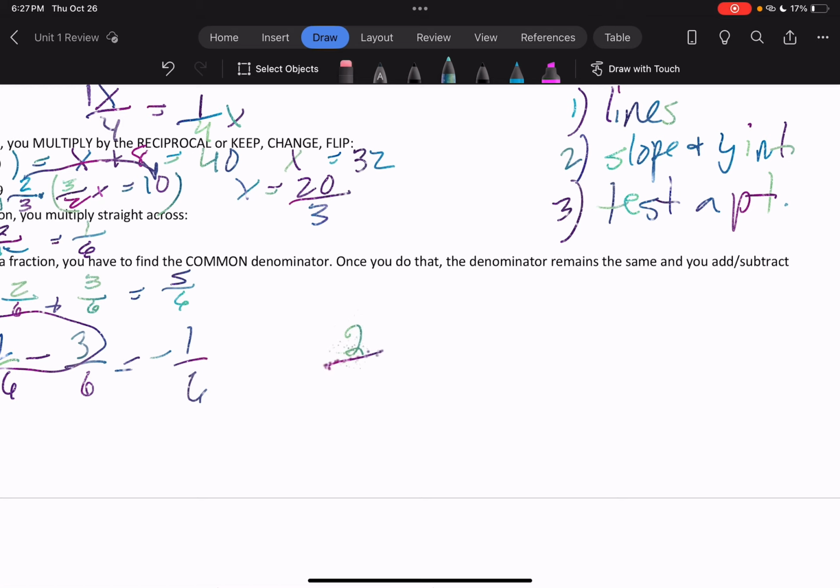If you have 2/3 x, for example, and you want to solve for x, you are dividing both sides by 2/3, which means that you are multiplying by the reciprocal.